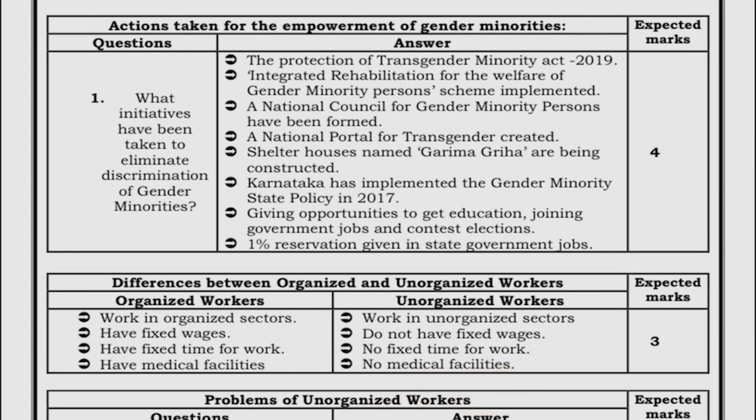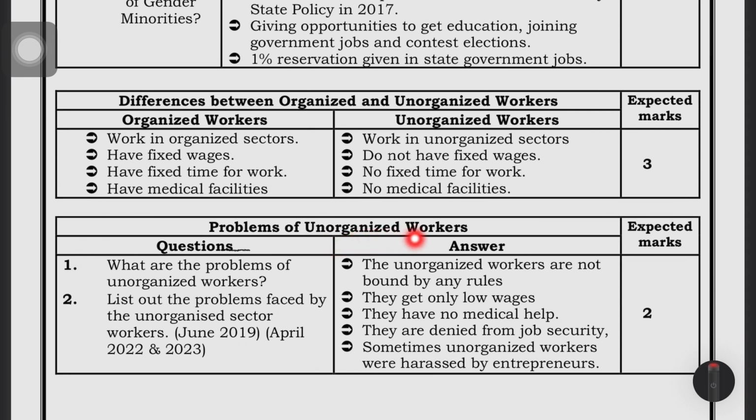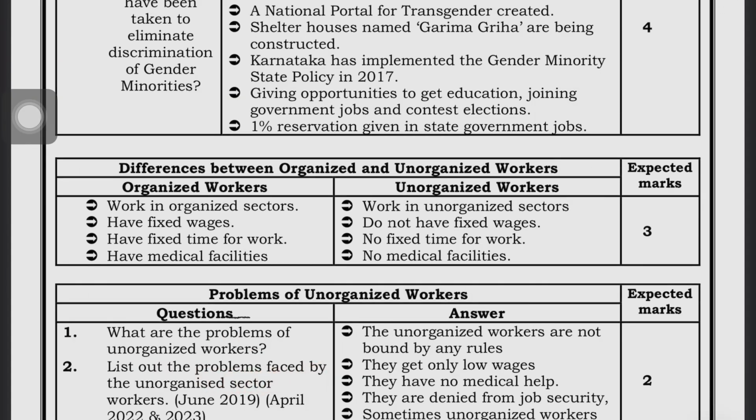Next, one of the important topics is the problems of unorganized workers. What are the problems they face? It is expected for 2 marks. It was asked in 2019, 22 and 23. List out the problems faced by unorganized sector workers. The unorganized workers are not bound by any rules. They get only low wages. They have no medical help. They are denied job security. Sometimes unorganized workers are harassed by the entrepreneurs.